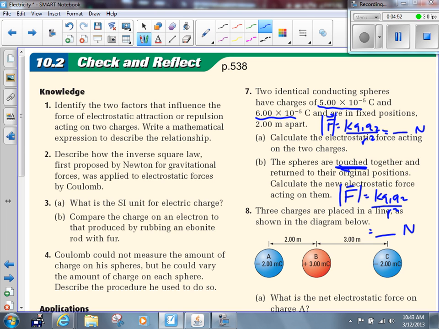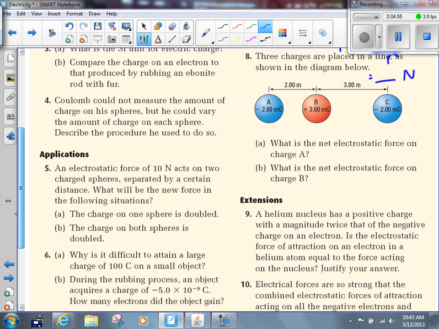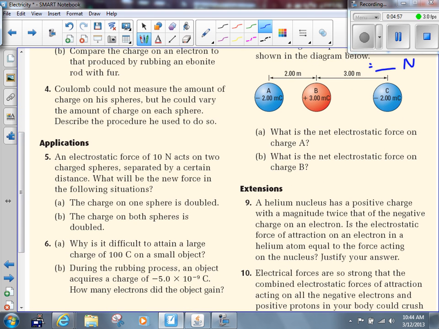The next question that we have to look at here is question number 9. It's a good question. Somebody was asking me about this one this morning. I believe it was in one of my other classes, somebody popped in and asked me about that. It says, a helium nucleus has a positive charge with a magnitude twice that of the charge on the electron.